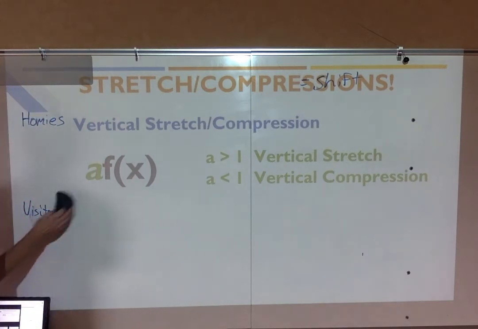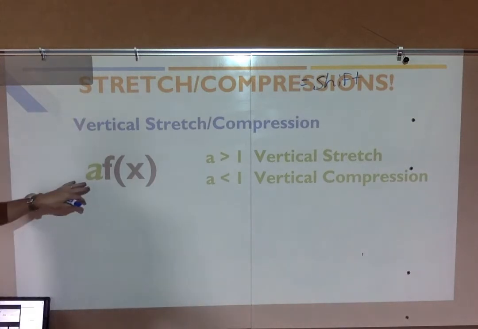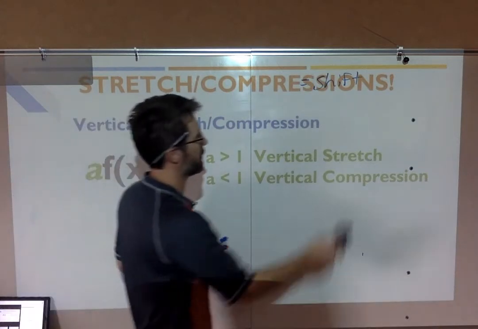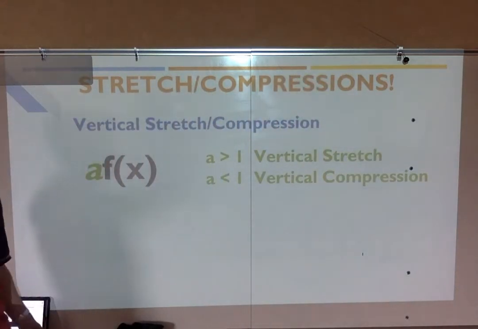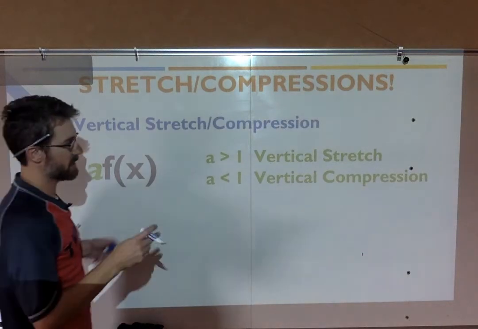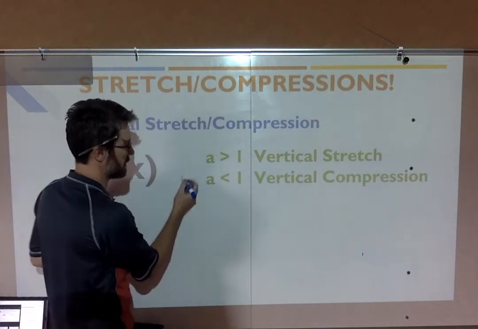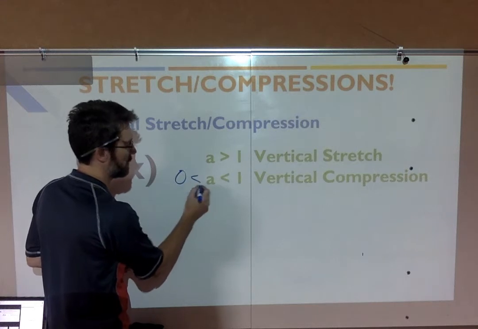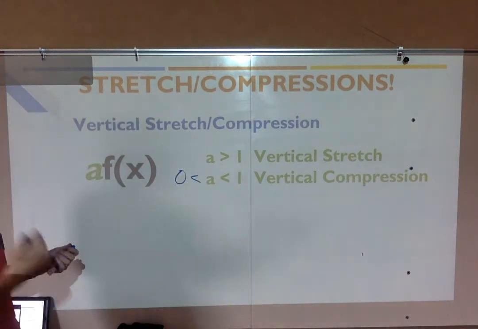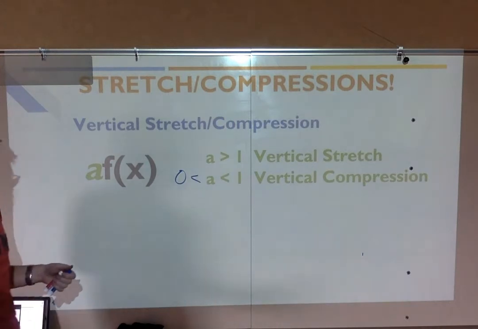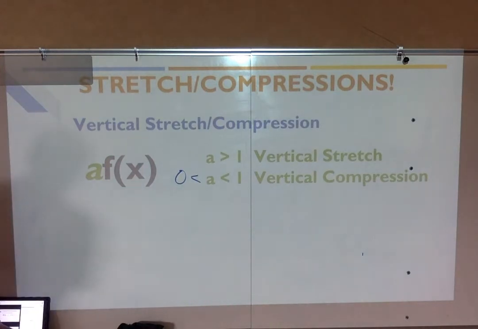All right, and then with vertical stretches and compressions, again, if we're multiplying on the outside by a number greater than 1, you grow, right? It gets bigger, so it stretches. If that number is less than 1, however, it compresses. And we could even add in here, if we want to be really correct about this, greater than 0. So numbers like positive 1/2, positive 1/4, positive 0.8, stuff like that.